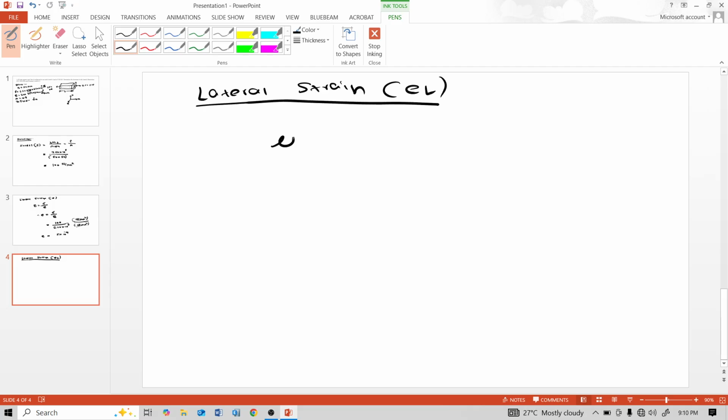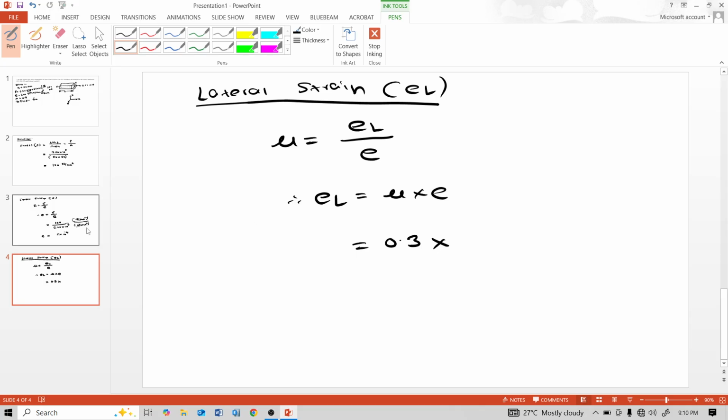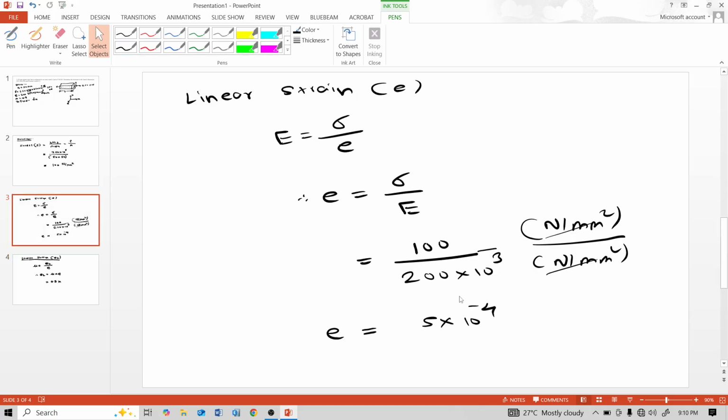With the help of Poisson's ratio formula, mu, Poisson's ratio is nothing but the lateral strain to the linear strain. Therefore lateral strain is equal to mu into E. Mu is given numerically as 0.3, and E we found in the last step, 5 into 10 raised to minus 4.